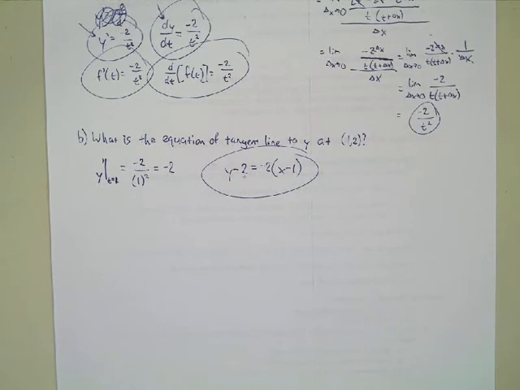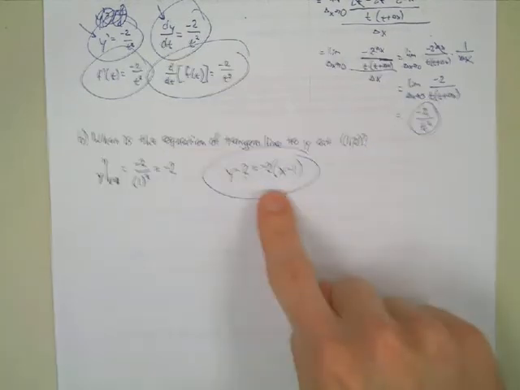How did you go from the left to the right? That's our slope. That's our point. So for point-slope form, we have all we need.